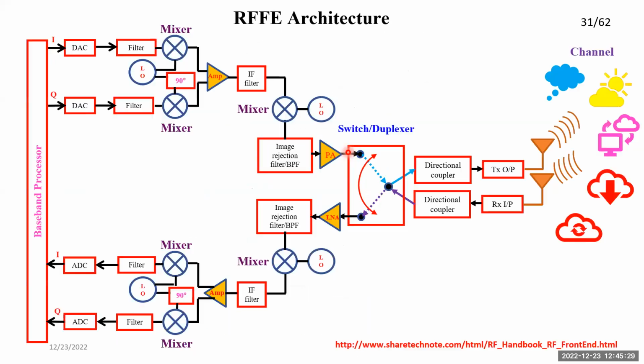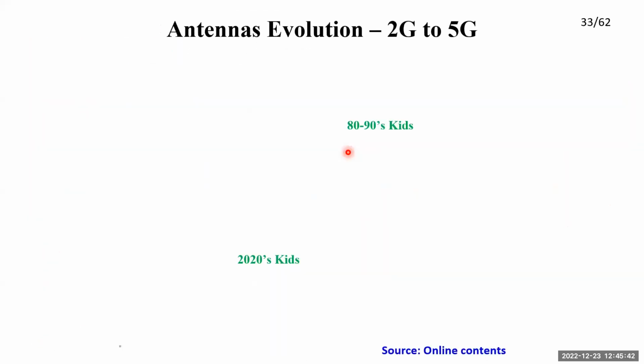This will hold good for even an IoT device also. Any IoT device, if it is working in that RF band, will have an RF front end and a baseband section and everything.